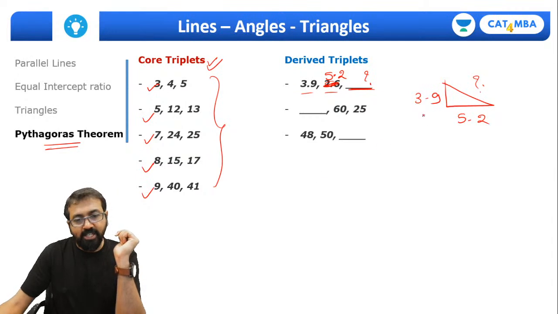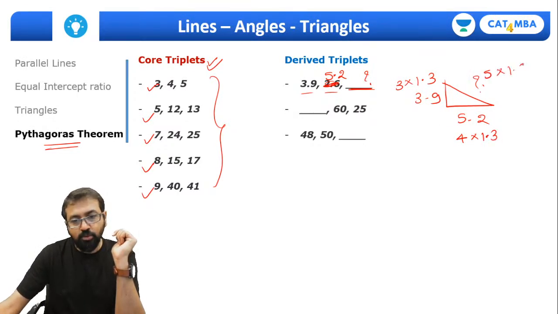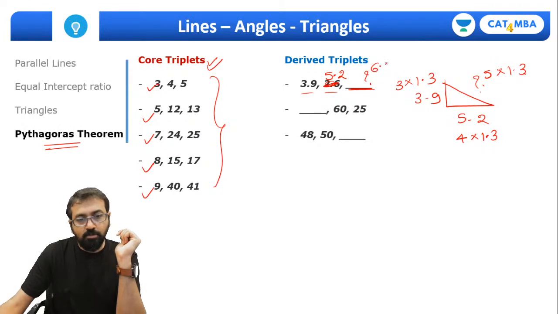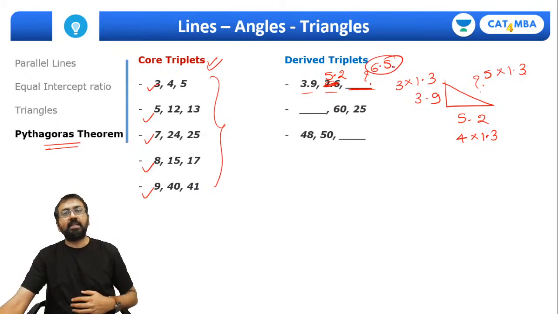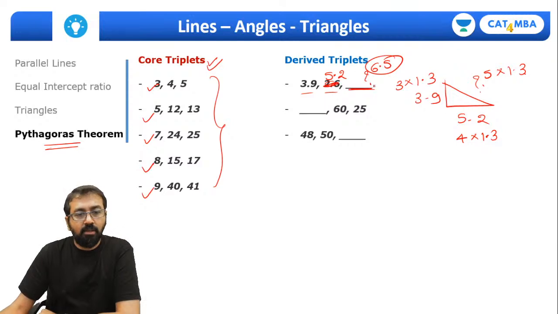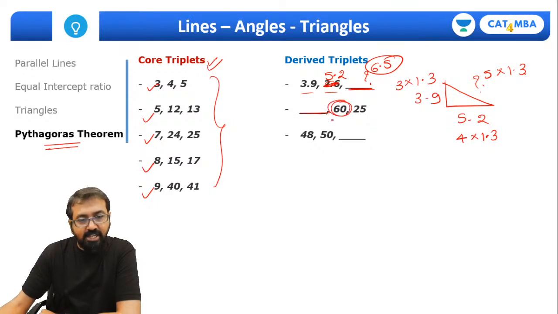So what is 3.9? Can I say 3.9 is nothing but 3 into 1.3? This is 4 into 1.3. So what should be this one? 5 into 1.3, so this will come out to be 6.5. Same way, tell me if this is the largest side, what will be this side? Correct, 6.5 is correct.